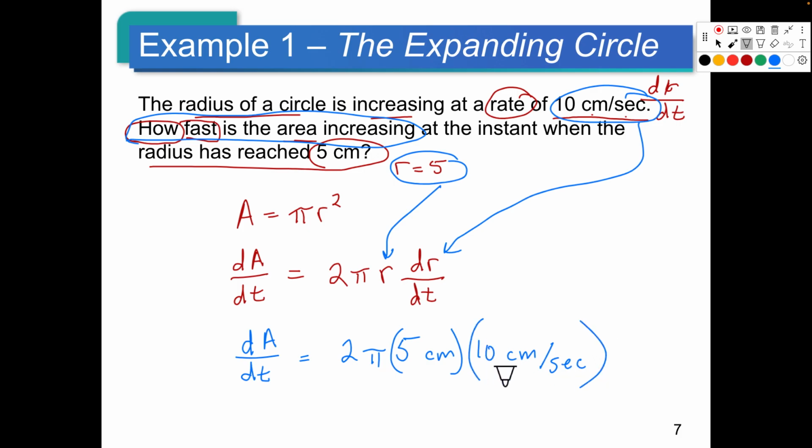And again, sometimes this might get cumbersome, but what do we get? We get 2 times 5 is 10. 10 times 10 is 100. So that gives us 100 pi. Centimeters times centimeters gives us centimeters squared per second. Doesn't that seem like units that would be on an area changing over time? Yes. So these are so many centimeters squared per second.